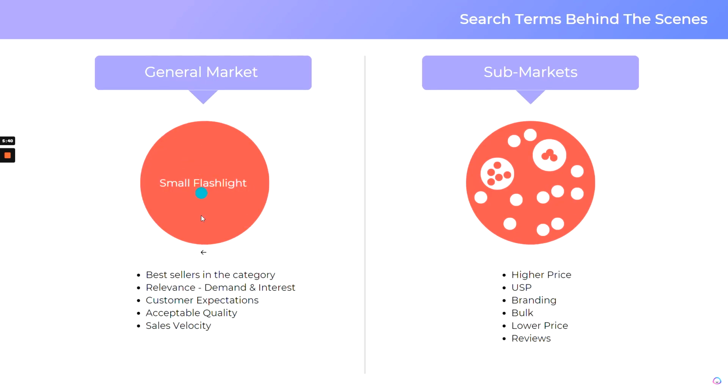As an example of a general market: bestsellers in the category, relevance, demand, and interest, customer expectations when they type in that search term, acceptable quality, sales velocity. Those are all things that Amazon actually keeps track of. And then sub markets, of course, which can be higher price, unique selling position, branding, lower price, reviews. So those are different things that can actually be part of a sub market.